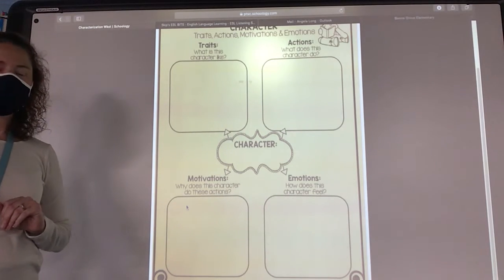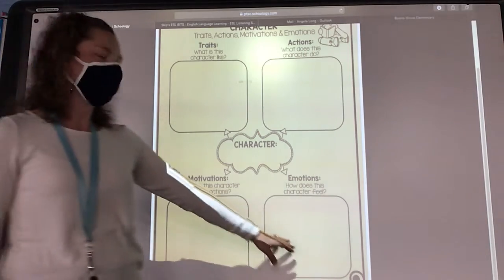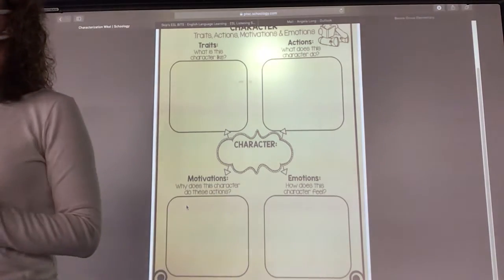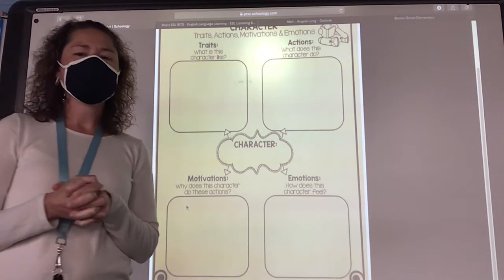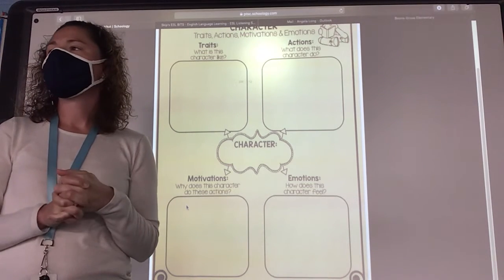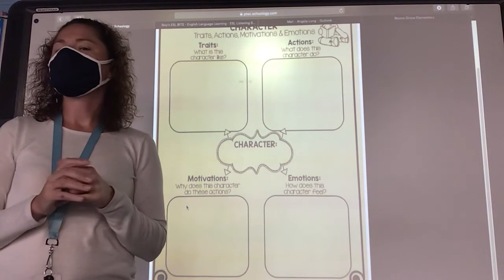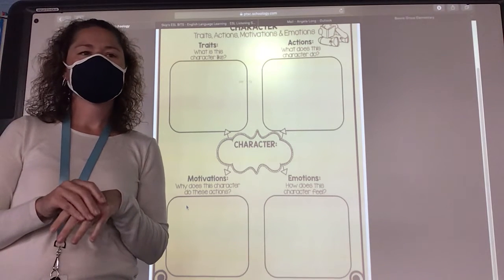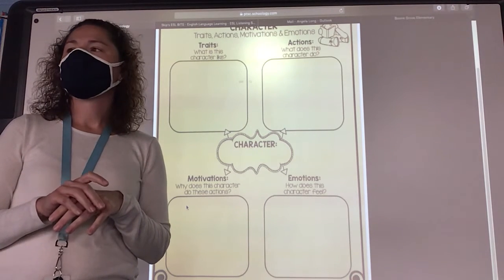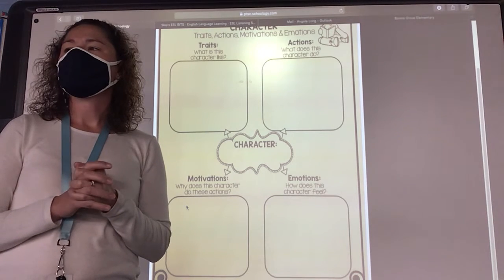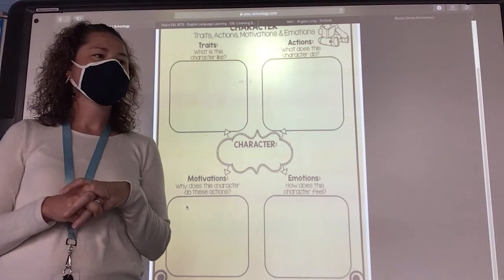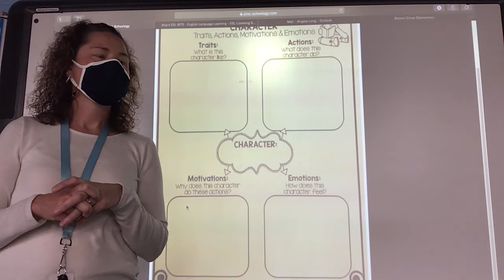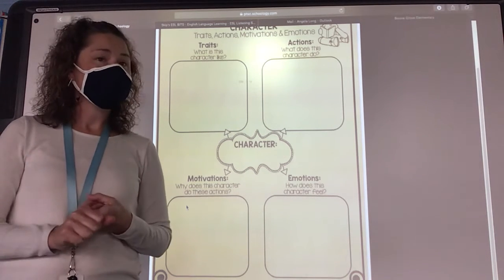And then emotions. How does the character feel? He kind of goes through some different emotions, right? What are some emotions he goes through? Let's finish our discussion and then you can type it all in. Josh? He's sad when the dog leaves. Okay, he is sad when the dog leaves.